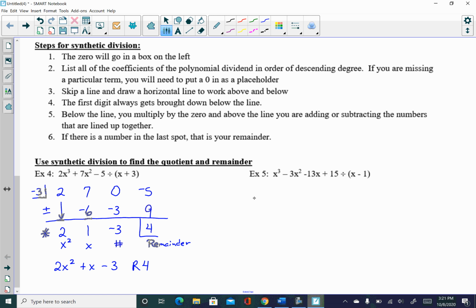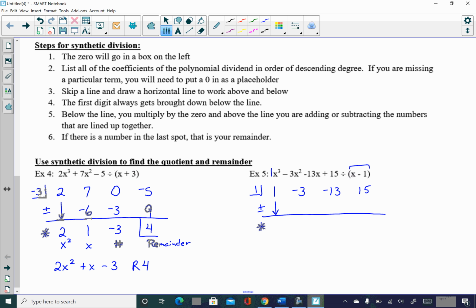Out here in the box, we put in a positive 1. It's the opposite of what you see here on your factor. Okay. Line up your coefficients. So you notice here x cubed, x squared, x, number. So I'm not going to need any placeholders. Put the coefficients in front of these numbers. So 1, negative 3, negative 13, positive 15. Skip a line. Remember, above the line, you're adding and subtracting. Below the line, you're multiplying.